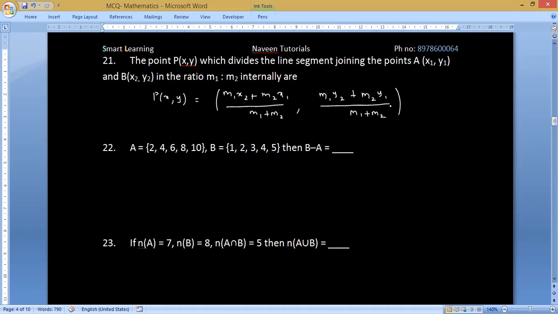So this is the formula to find the point internally, which we can also call the section formula. If the ratios are given and the joining points are given, then we use this formula to find the point P(x, y).